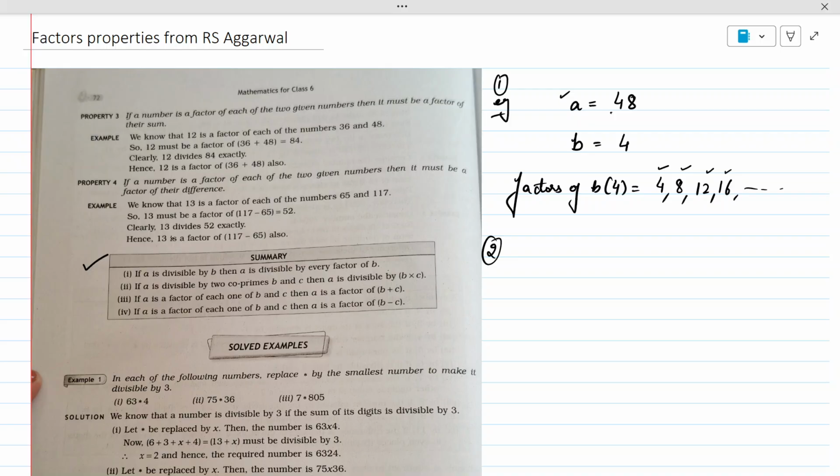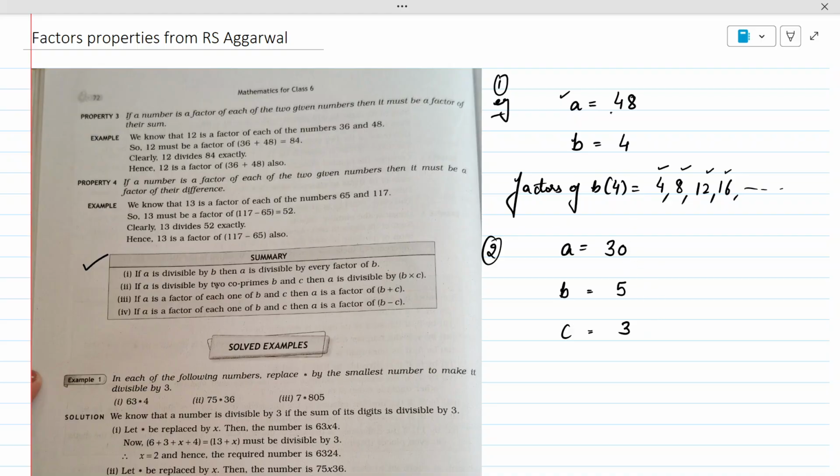Now coming to the second: if A is divisible by two coprimes B and C. Again I'm taking a number A, let's say 30, and this A is divisible by two coprimes B and C. Kids, we know what coprime numbers are: numbers which do not have any factor in common except 1, right? Here I am taking two coprime numbers, 5 and 3. Both 5 and 3 divide A completely. We know 5 multiplied by 6 gives us 30 and 3 into 10 is 30.